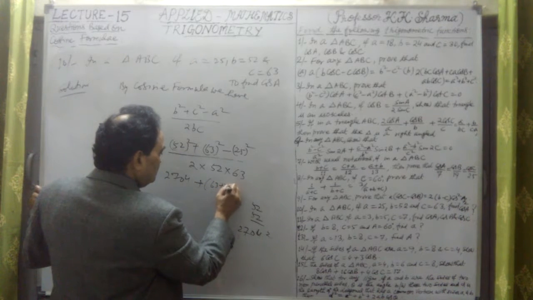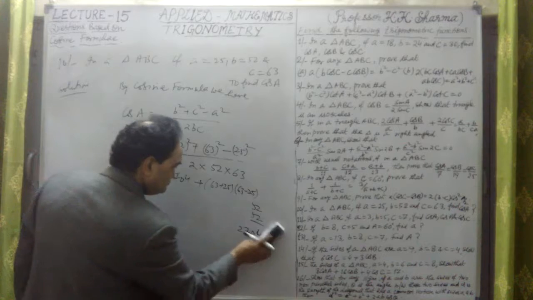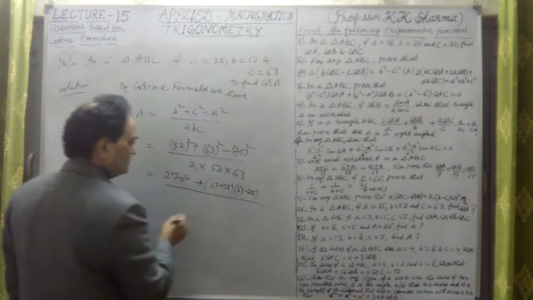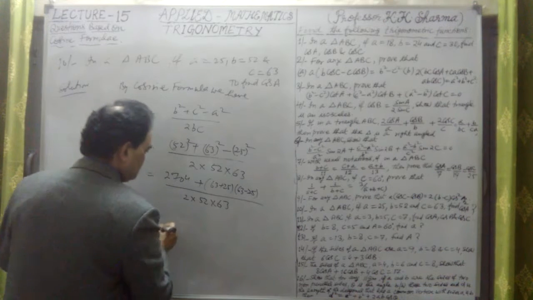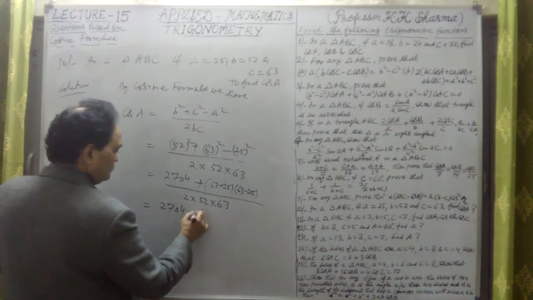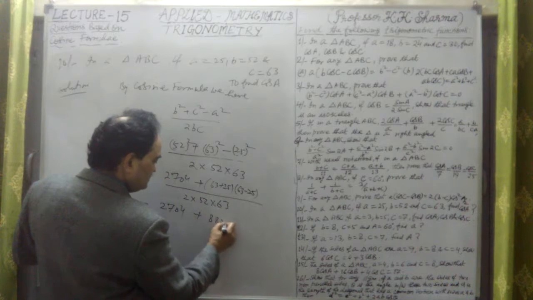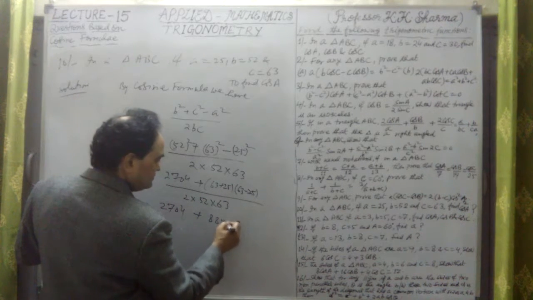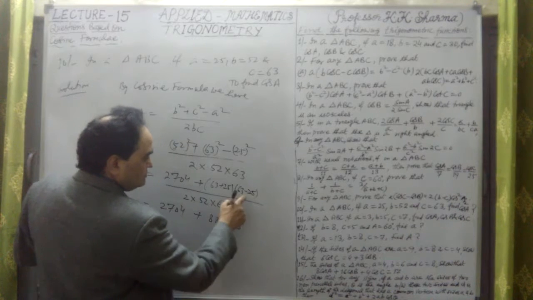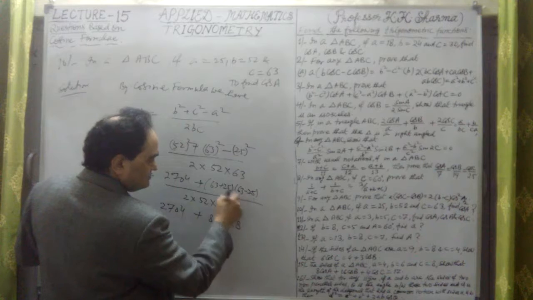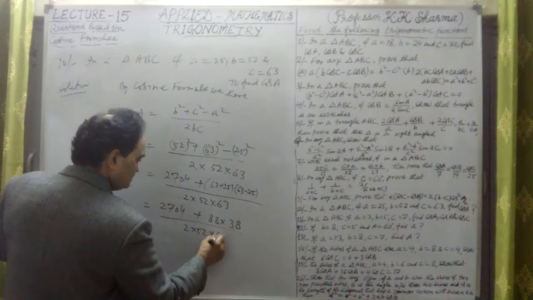63 plus 25 into 63 minus 25, divided by 2 into 52 into 63. Still I am not multiplying them, because the cancellation will be easier. 2704 plus, the addition of these two is 88, into the difference, 38, divided by 2 into 52 into 63.